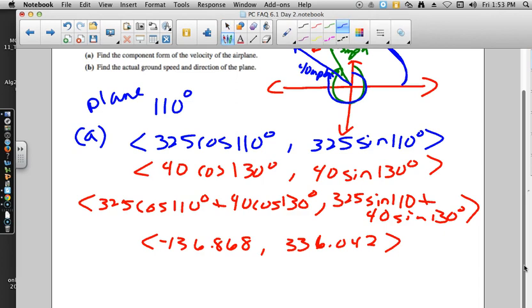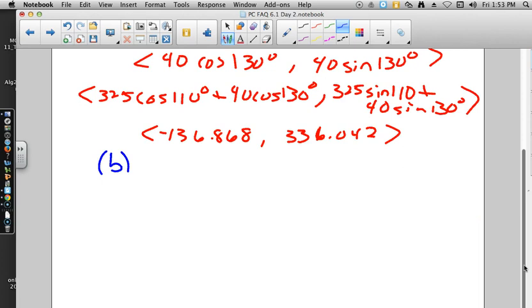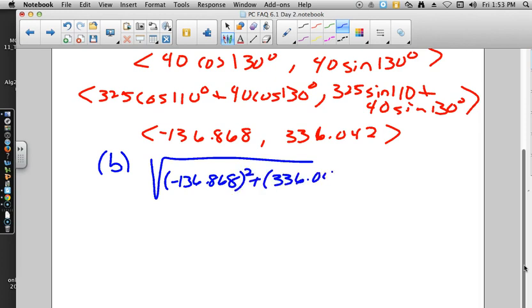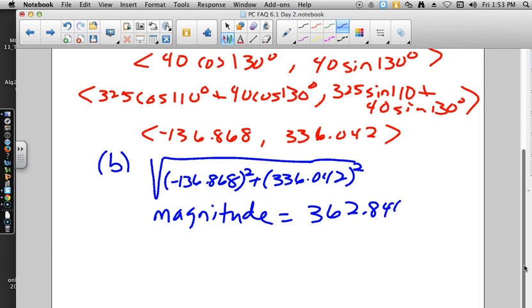So what we would have to do for the speed, remember in word problems the speed is magnitude, so we need the magnitude, the square root of negative 136.868 squared plus 336.042 squared. So that speed, otherwise known as magnitude with our vectors, is 362.846 miles per hour.